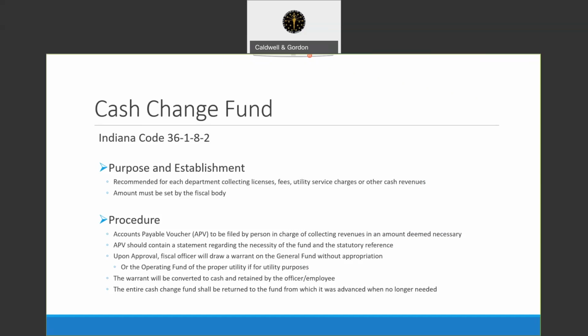The entire cash change fund is to be returned to the fund from which it was advanced, if and when it's no longer needed, and it must be returned at the conclusion of each term served by the person drawing the same.